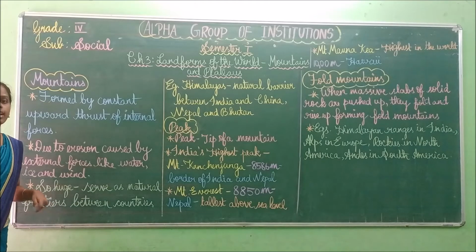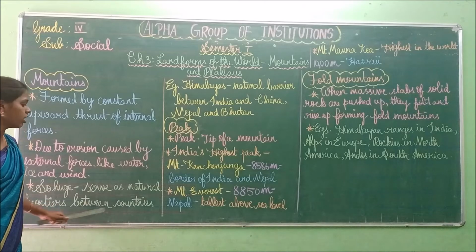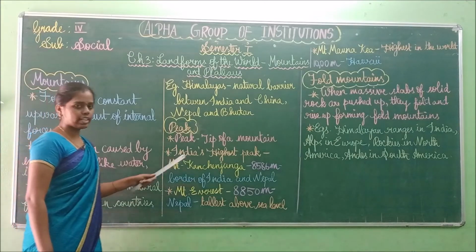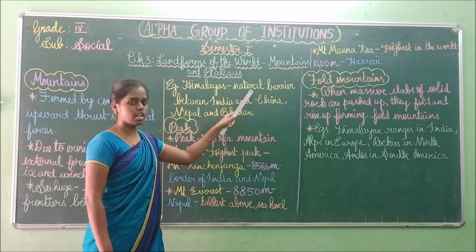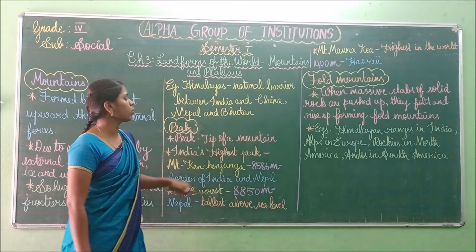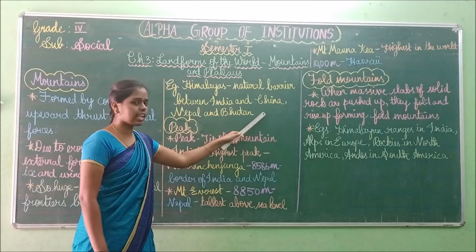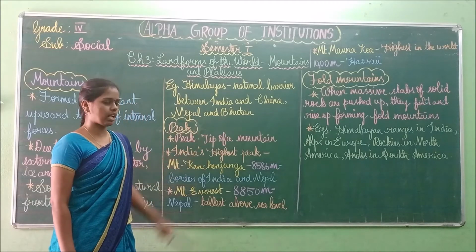So it serves as a natural separator between the countries. For example, the Himalayas is a mountain range serving as a natural barrier between India and China, and between Nepal and Bhutan.